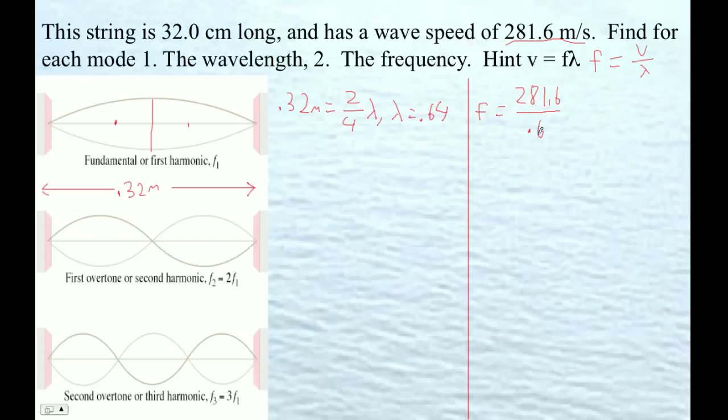So 0.64. So 281, this is meters per second. This is meters. That's meters. Meters per second divided by meters is per second, right? So 281.6 divided by 0.64 is 440. All right. Okay, so that's the first one there, right?